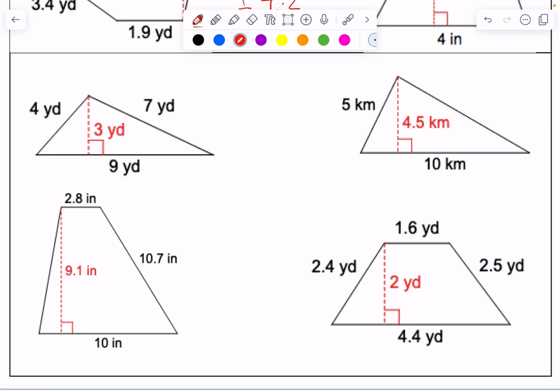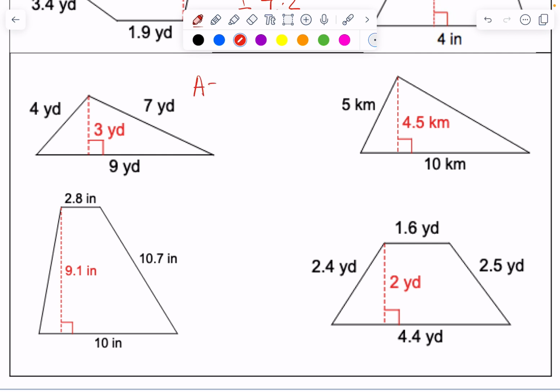So there's a couple of examples here. I'm going to have you pause the video, and then you can go ahead and try these examples, and when you play the video, I'll go ahead and have the answers up here for you.